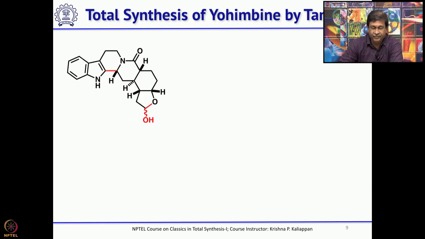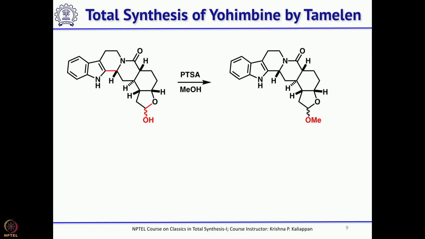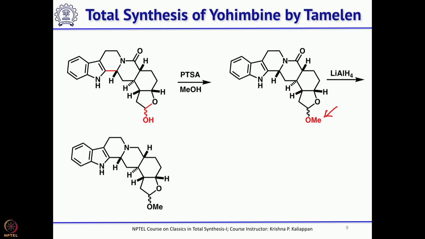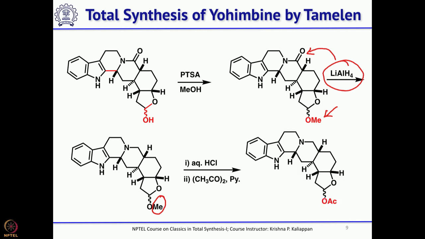Now, this lactol you treat with paratoluene sulfonic acid and methanol. So, it forms the corresponding lactol methyl ether. The lactol methyl ether, if you reduce with LAH, the LAH is known to reduce the lactam to the corresponding tertiary amine. So, you got the tertiary amine. Now, you do the demethylation by treating with aqueous HCl to get the corresponding lactol, then acetylate, you get the corresponding acetate.